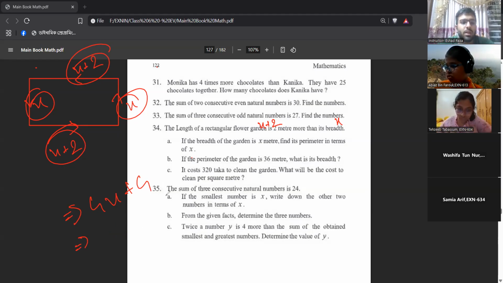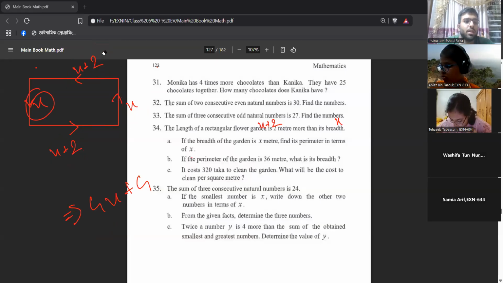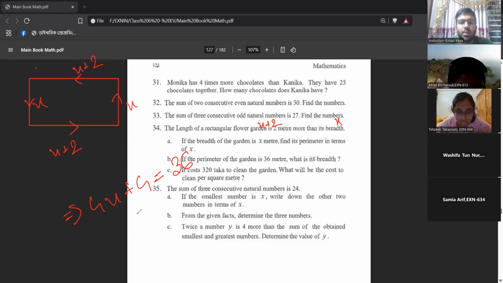So if the perimeter of the garden is 36 meters, okay, so they're saying the perimeter of the garden is 36 meters. What is its breadth? So we already found the equation for the perimeter, and now they're saying this is equal to 36. So now you just need to find the value of x. So x is equal to 32 divided by 4, which is what? 8. So again, I'm not solving, I'm just writing the answers directly. You can follow the process and make sure you follow the process, because if you write like this, I'm going to give you a 1 out of 10.